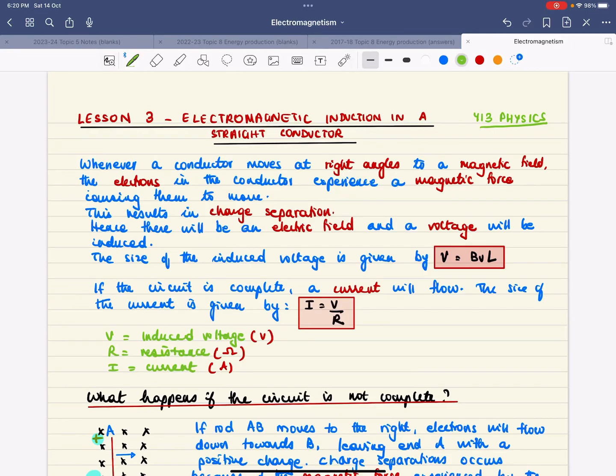For Year 13 Physics on electromagnetic induction in a straight conductor.